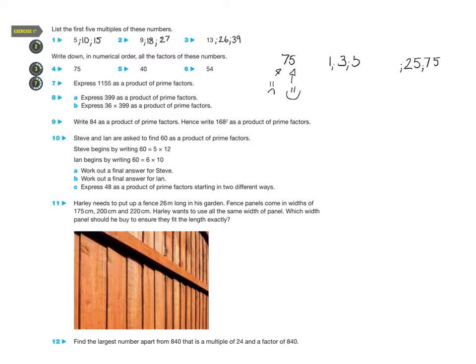5, however, does go into it nicely. 5 times 15 will give us 75. I'm not sure if we have anything in between there, but let's see. 6, no. 7, no. 8, no. 9, no. 10, no. 11. Okay, so our factors are going to be, if I write them out nicely, 1, 3, 5, 15, 25, 75.